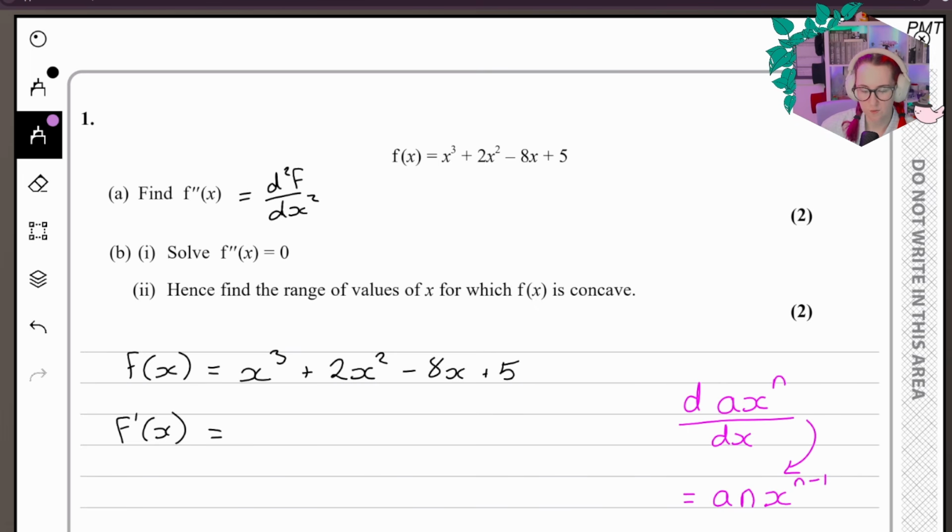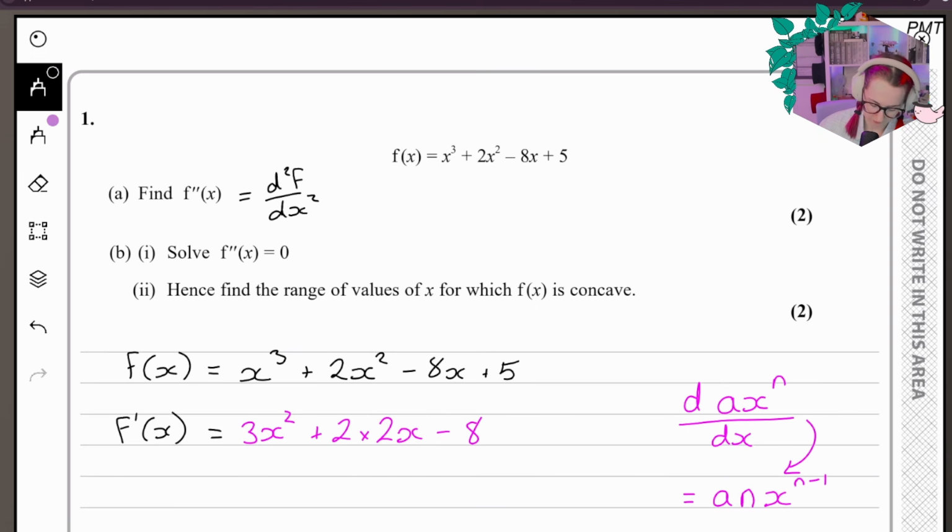So x squared goes to 2x. So we bring the 2 down and we take one off. So here we have x cubed, so that becomes 3x squared. Plus we have 2, and then x squared goes to 2x. So 2 times 2x. X to the 1 goes to x to the 0, which is 1, so 8. And then the plus 5 doesn't have any powers of x in it. So when we differentiate that, it disappears entirely.